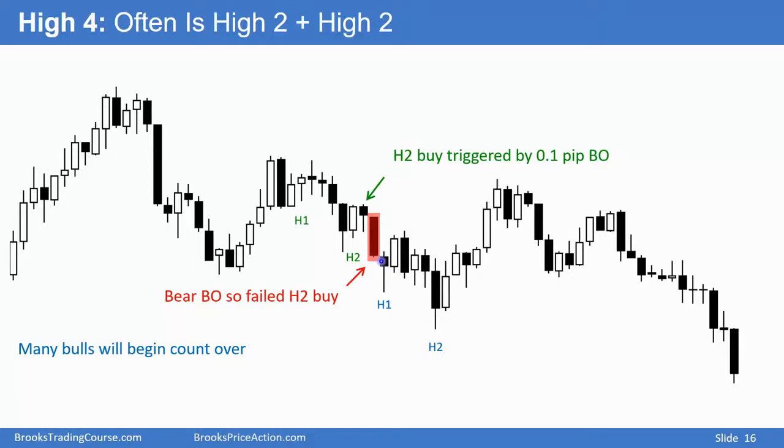Whenever there's a big breakout, a lot of bulls will start the count over again and call this a high 1 and a high 2. Other traders will just say it's all part of the original pullback. High 1, high 2, high 3, high 4. It's also a large high 2, so it's a nested high 2 pattern.